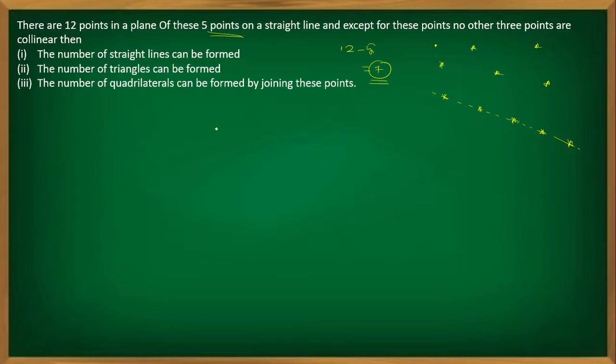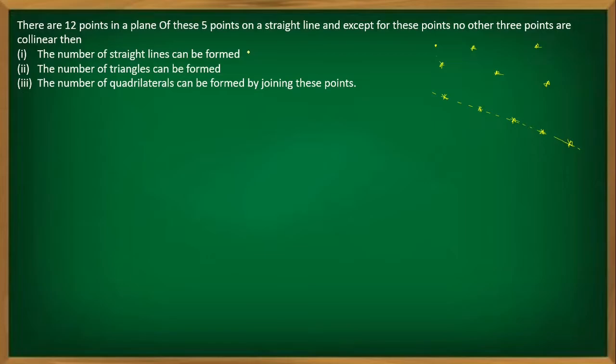And what we have to find out is the number of straight lines that can be formed using these points. That is the first question. The second question is the number of triangles we can form with the help of these 12 points, according to that condition, right? 5 points are collinear, and among the other 7 points no 3 are collinear. And the third question is the number of quadrilaterals that can be formed by joining these points.